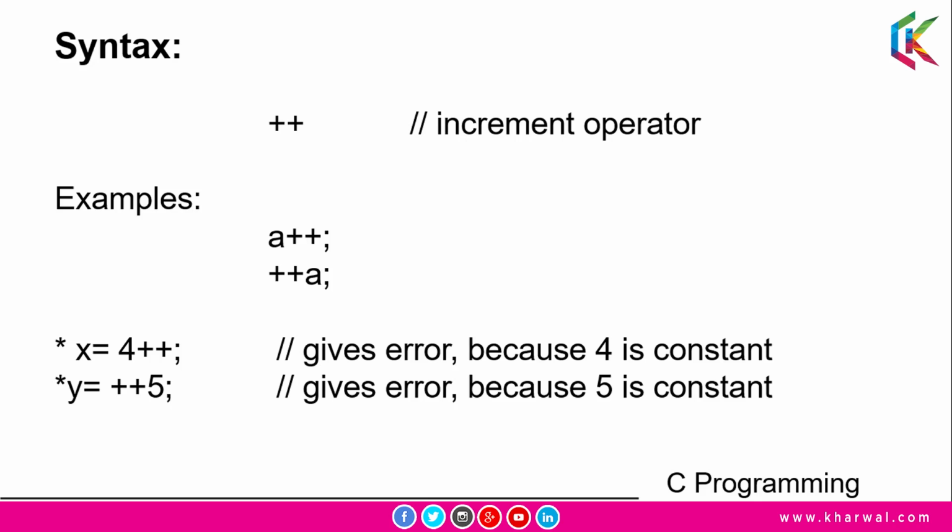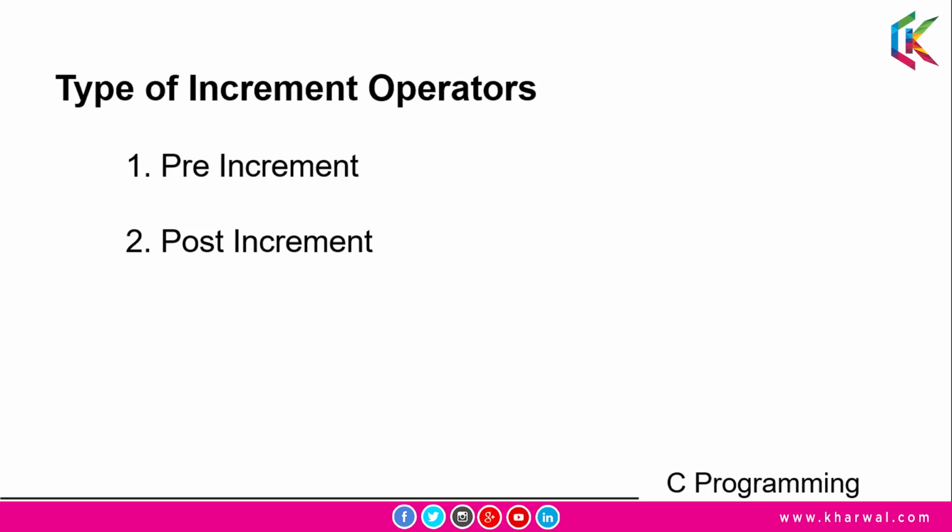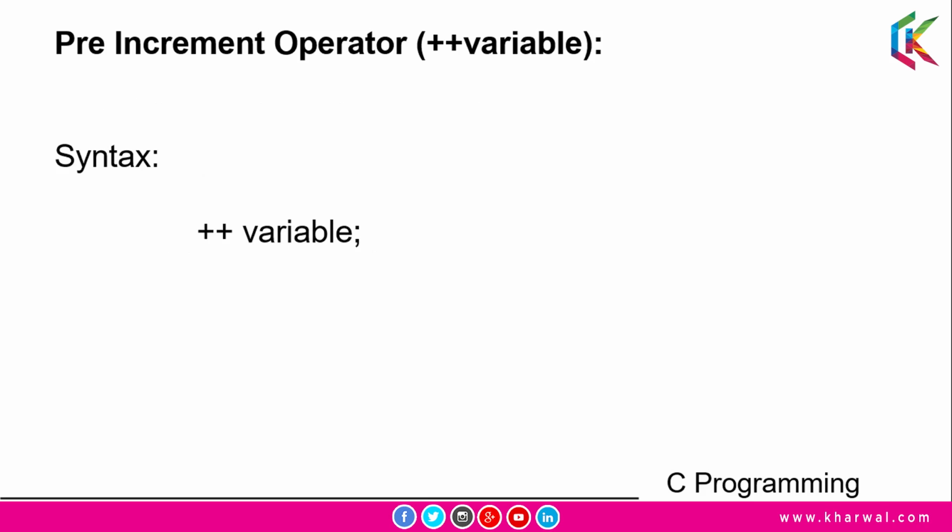Now guys, moving ahead, we'll discuss the types of increment operators. So guys, we can divide increment operators into two parts. First one is pre-increment and second one is post-increment. So guys, let's go ahead and we'll discuss them one by one. So the first increment operator is the pre-increment operator. So guys, if we use a double plus sign just before the variable, then it is an example of the pre-increment operator. And guys, in the pre-increment operator, it will increase the value of the variable by 1 and then the incremented value will be assigned to some other variable.